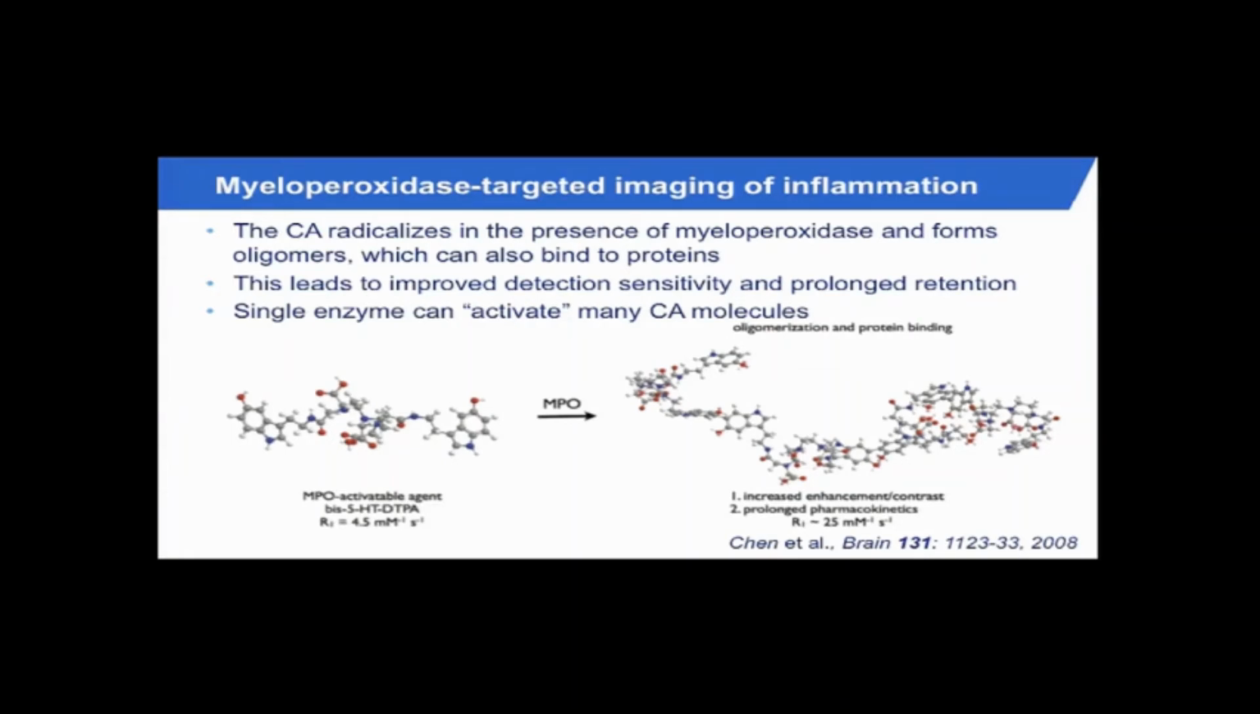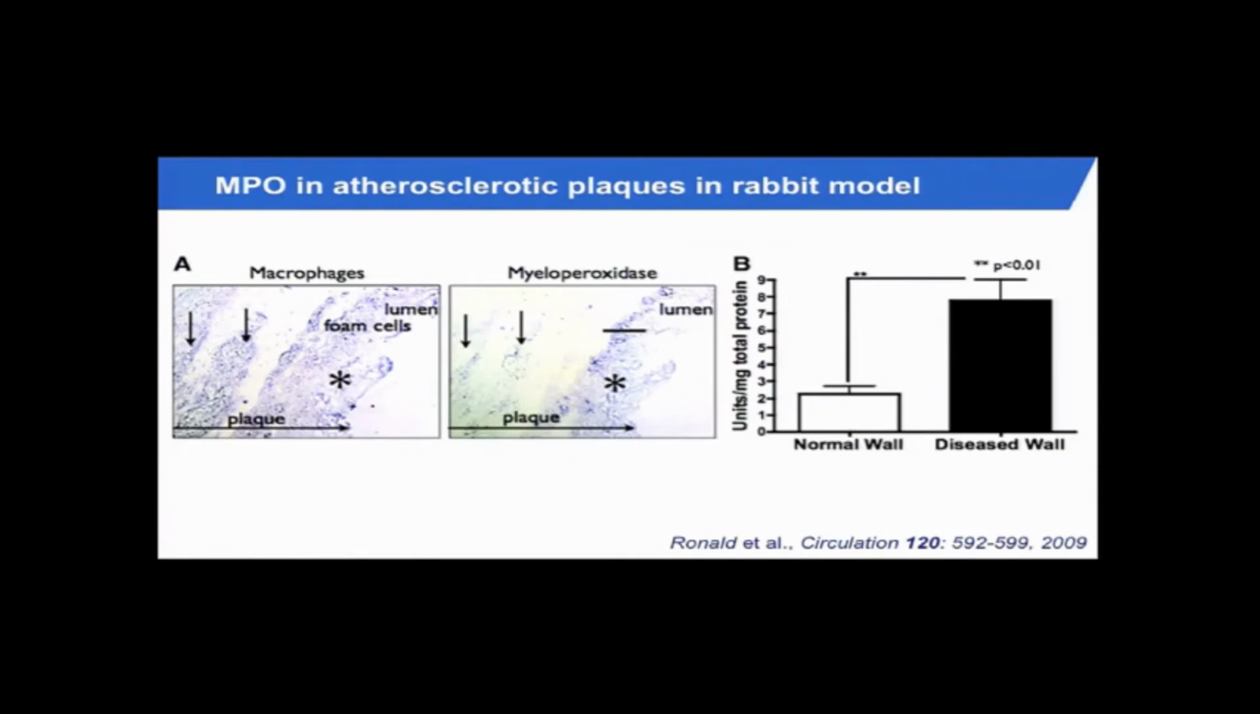And this has two major consequences. First of all, the detection sensitivity is improved because we get a higher ionic relaxivity, but also the retention is prolonged. And this has been explored, for example, the utility of an agent like this in a rabbit model of atherosclerosis by the Stanford group.